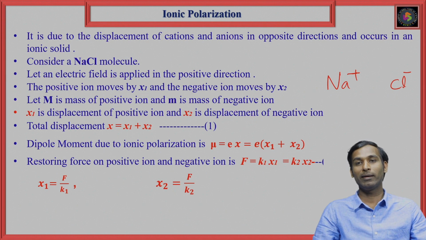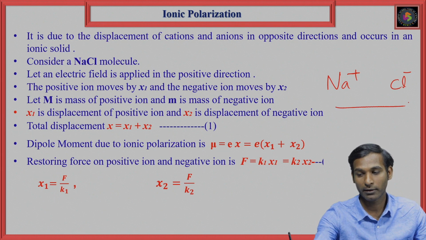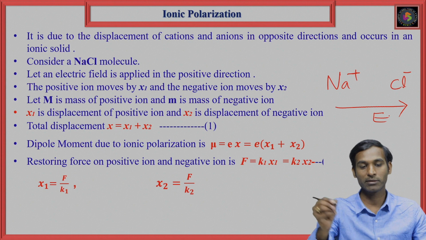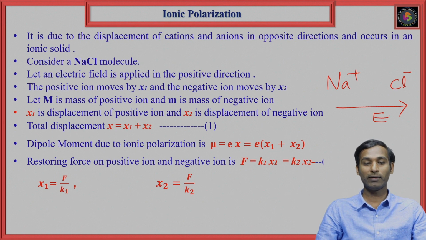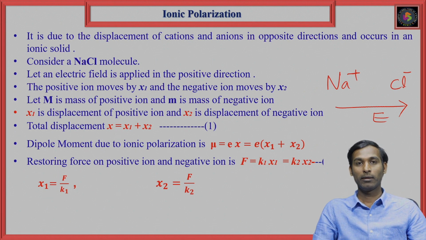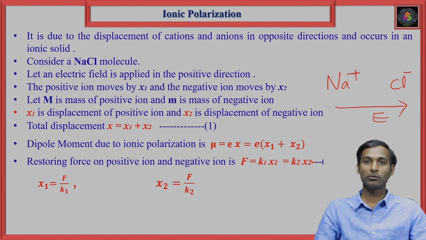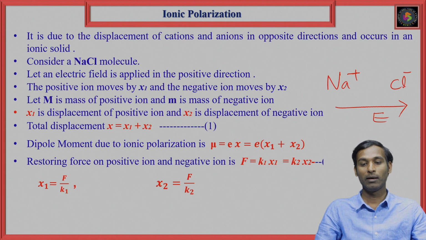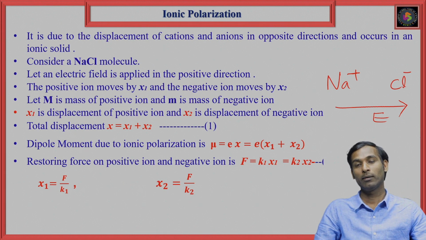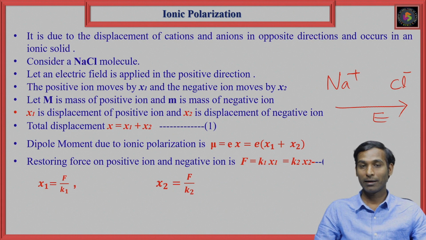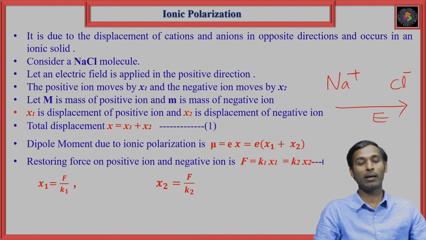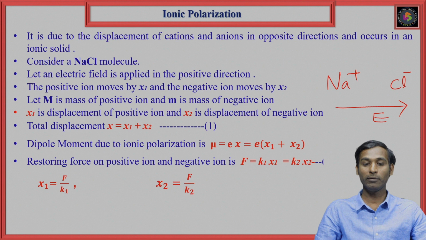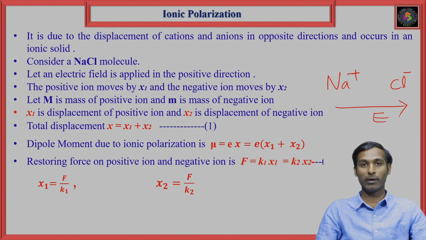So here NaCl is the molecule. I am applying an external electric field in the positive x direction. Let an electric field be applied in the positive direction. Here what happens is the positive ions move by some distance x1 and negative ions move by some distance x2 in the opposite direction. Here capital M is the mass of the positive ion and small m is the mass of the negative ion.